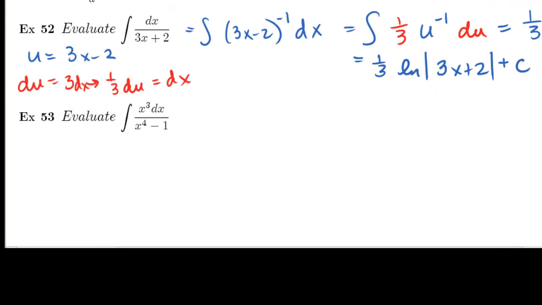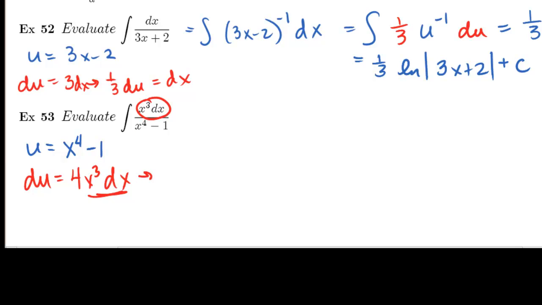Next one here, again, u is going to be our denominator. Again, we can tell because it's got the higher exponent, because it's in the denominator. We're going to take that whole thing, x to the 4th minus 1. We're not going to take the negative 1 exponent with it though. du is going to be 4x cubed. Again, the derivative of 1 is just 0. dx, again, we've got an x cubed dx, so we've got part of it, but we don't have the 4, so we will just make this 1/4 of du is x cubed dx.